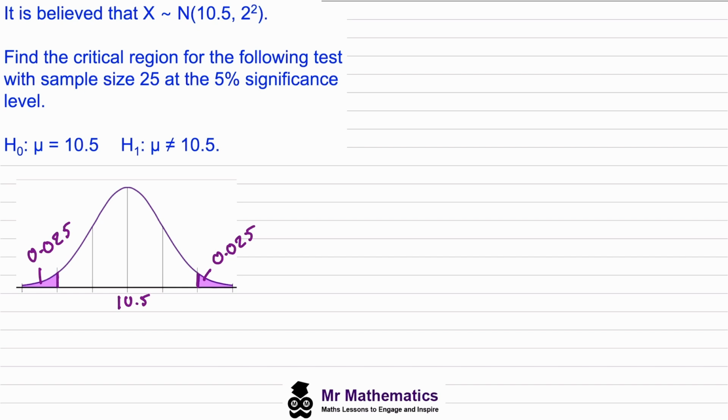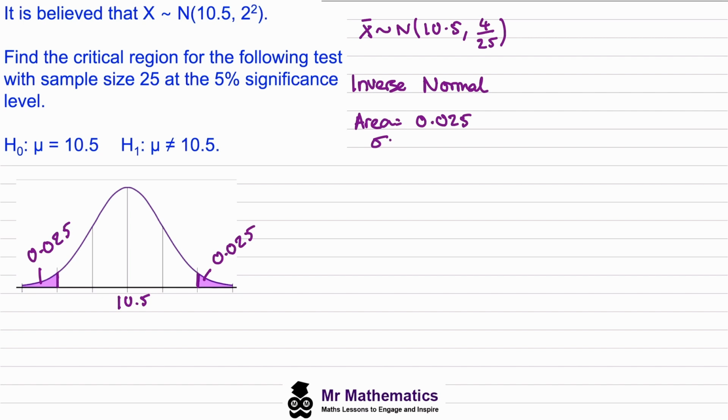So now we need to state our model. We'll say that the sample mean, x bar, is distributed normally with a mean of 10.5 and a variance of 4 divided by the sample size of 25. So now we need to use the inverse normal. So if we begin with this region, we know this will have an area of 0.025. We know sigma will be the square root of 4 over 25, and we know mu will be 10.5.